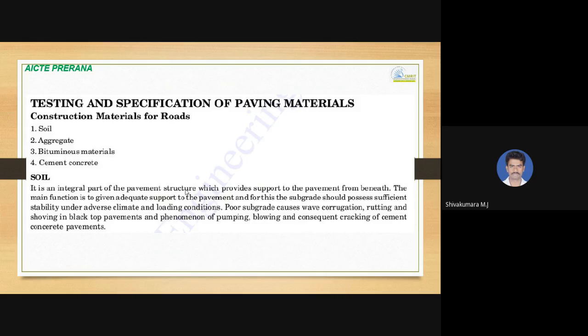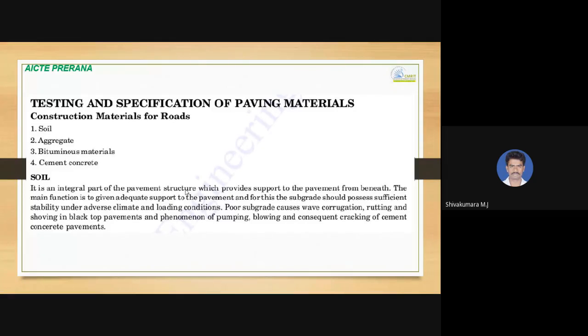And next, it is testing and specification of paving materials. That comes under pavement design and the pavement construction materials. Some of the construction materials which we use for construction of roads are soil, aggregates, bituminous materials, and then cement concrete. So these are the four materials we use for construction of roads nowadays.